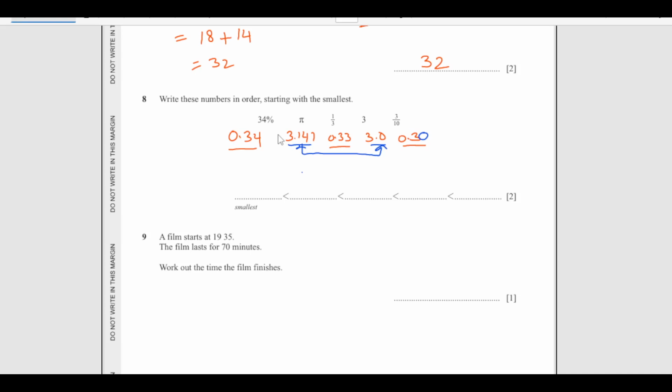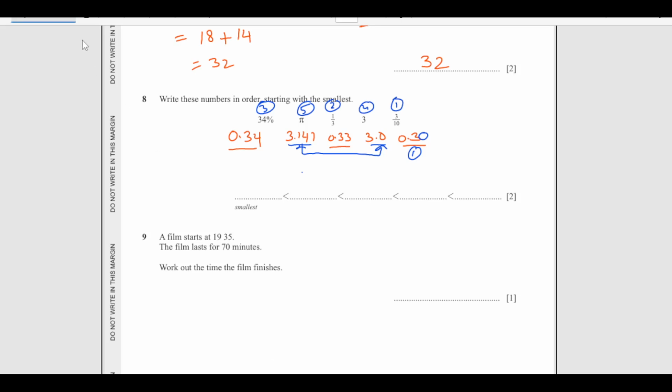So the first one is this one here, I will write 1, then the second one is 0.3, then the second one is 0.33, this one is 2, then 3, 4, this is third, and then the fourth one is 3.00, this one is 4, and finally we will have pi in the end. So we have here the smallest number.